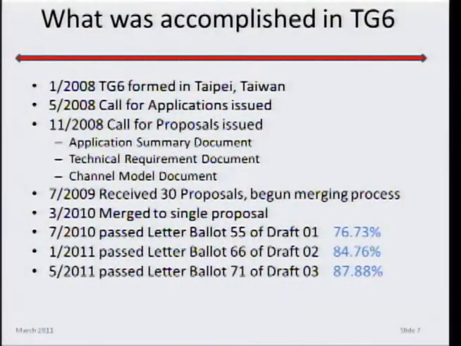What we accomplished so far is we formed it in January 2008, which was in Taipei. In May of 2008, we sent out a call for applications. In November, we had a call for proposals. And we sent out the application summary document, which is the document I mentioned with 140 application scenarios that defined basically what we were trying to standardize. We created a technical requirement document, and also what I consider the premier channel model document.